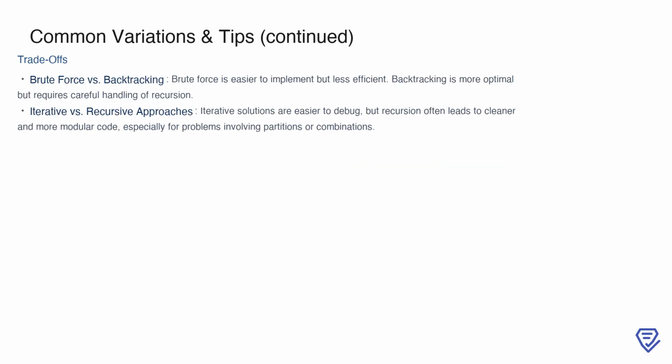When comparing the trade-offs between approaches, brute force is often the easiest to implement but falls short in efficiency, especially for larger inputs. Backtracking, while more optimal, requires careful handling of recursion to avoid errors. On the other hand, iterative solutions can be easier to debug since they lack recursion's complexity, but they may not be as modular or clean as recursive approaches. For problems like restoring IP addresses, recursion tends to result in more concise and maintainable code, particularly when dealing with partitions or combinations. Ultimately, the best approach depends on the specific constraints of the problem and your comfort level with these techniques.